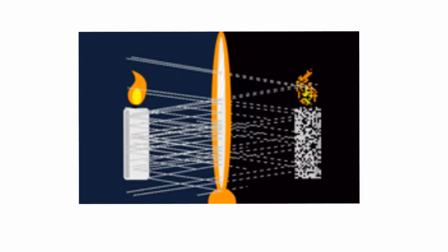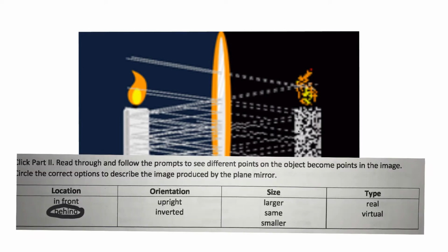This is showing most of the image that we would actually see with our eyes. If we were on the other side of the mirror with the candle, what we would see would be an image that would be appearing to be coming from behind the mirror. It would be upright. Inverted means upside down. It does appear backwards, but it is upright, right side up. It is the same size as the actual candle, and because it's on the opposite side of the mirror, this would be a virtual image.